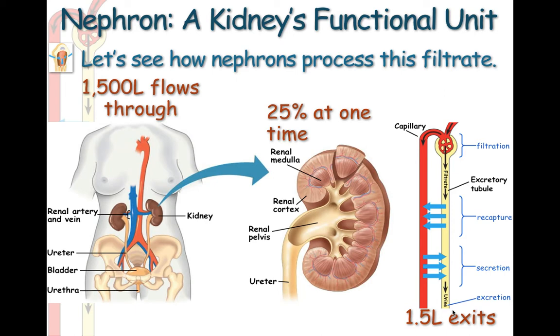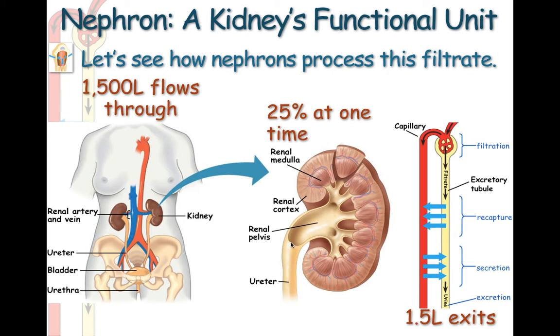Over the course of a day, about 1,500 liters of blood flows through your kidneys and is filtered. At any given time, 25% of the blood in your body is in your kidneys and is being filtered. Your kidneys consist of a renal cortex on the outside. Cortex means bark in Latin. You then have a network of veins and arteries that are critical to servicing the nephrons. And then on the interior portion, you have something called the renal medulla.